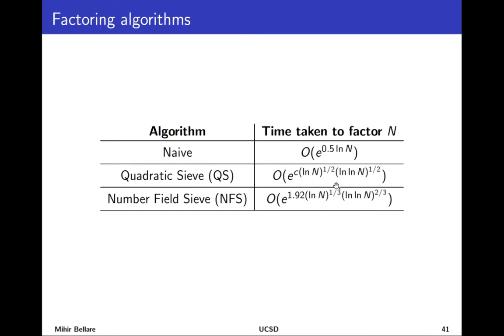These square and cube roots make really, really big differences compared to this. So for example, consider that n is, say, around 2 to the power 256. Well, then maybe this thing is about 256.